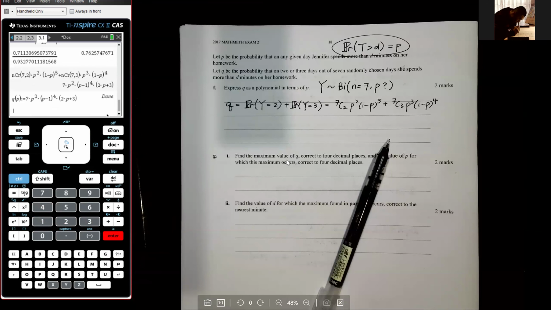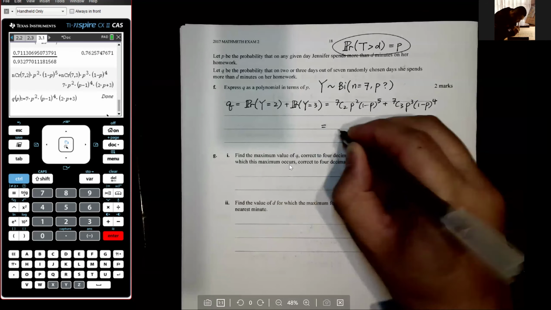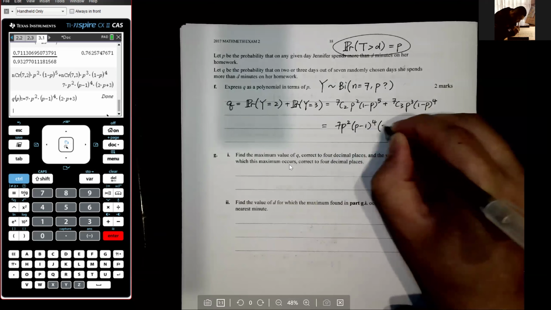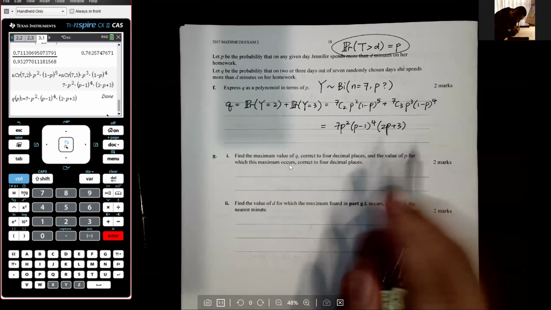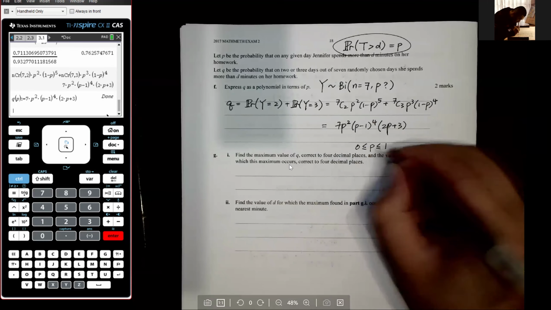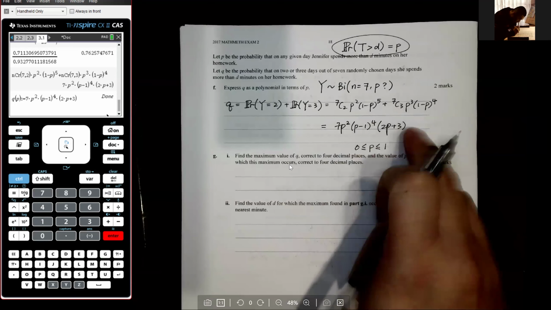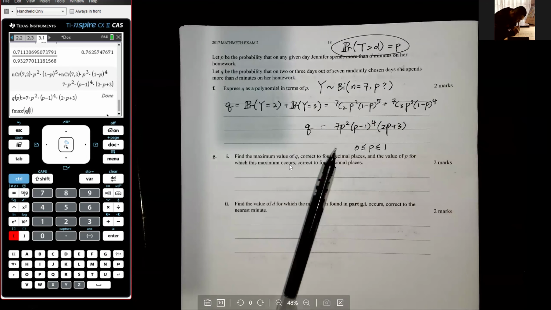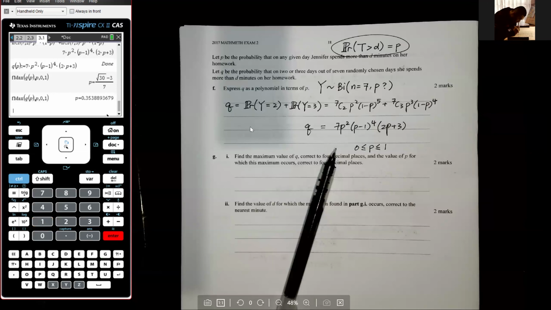Next part, we want to find the maximum value of Q and the value of P for which the maximum occurs. Just notice, before I proceed, I'll write this down: 7 P squared (P minus 1) to the power 4, and a (2P plus 3). For this function, I believe the P-value should lie between 0 and 1 because that's a proportion of probability. We need to maximize this expression over 0 to 1. That's why I'll use fMax of Q(P), P, 0 to 1. You get that exact value, and it's rounded to 4 decimal places. And then for the maximum value, I'll get this maximum value of Q.